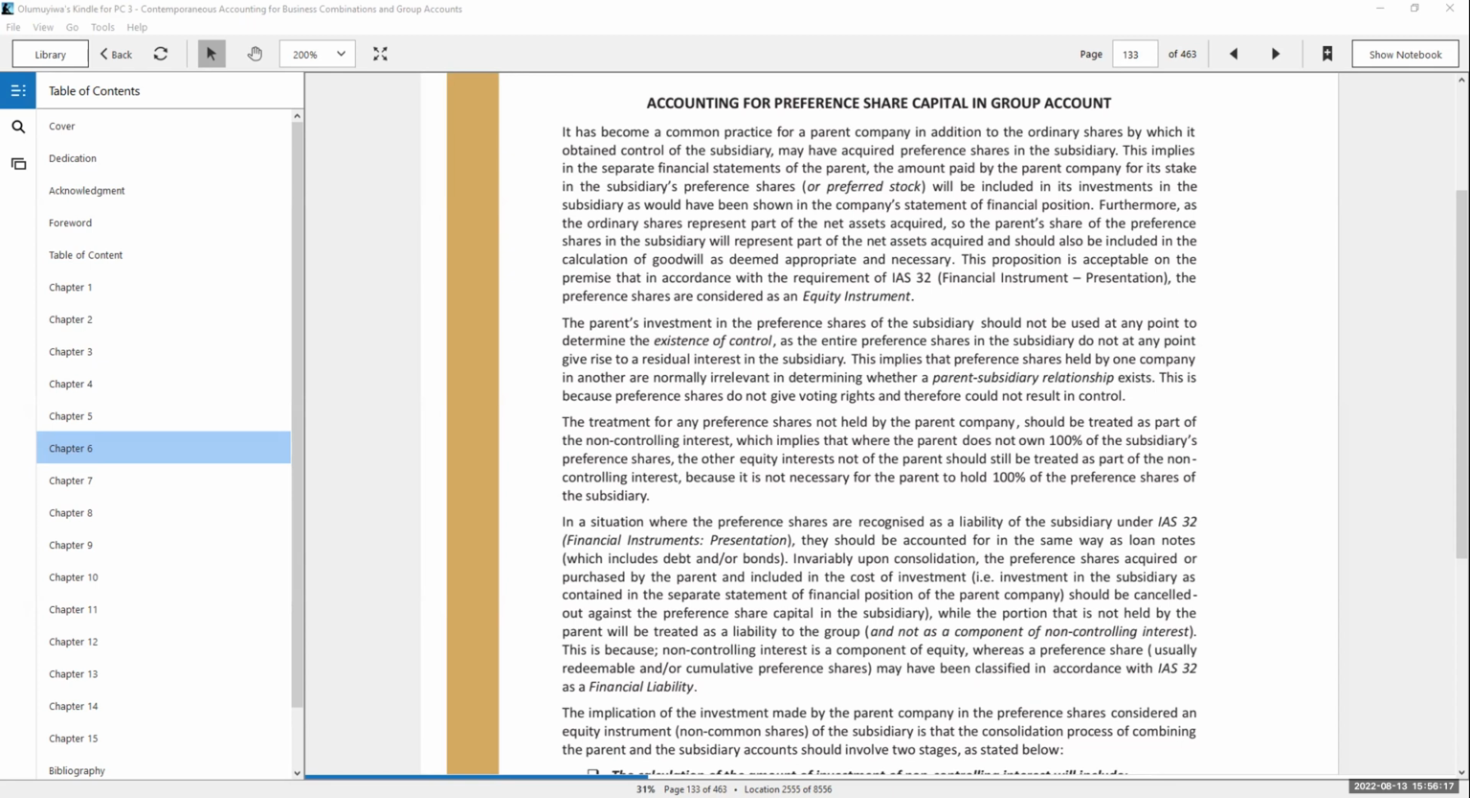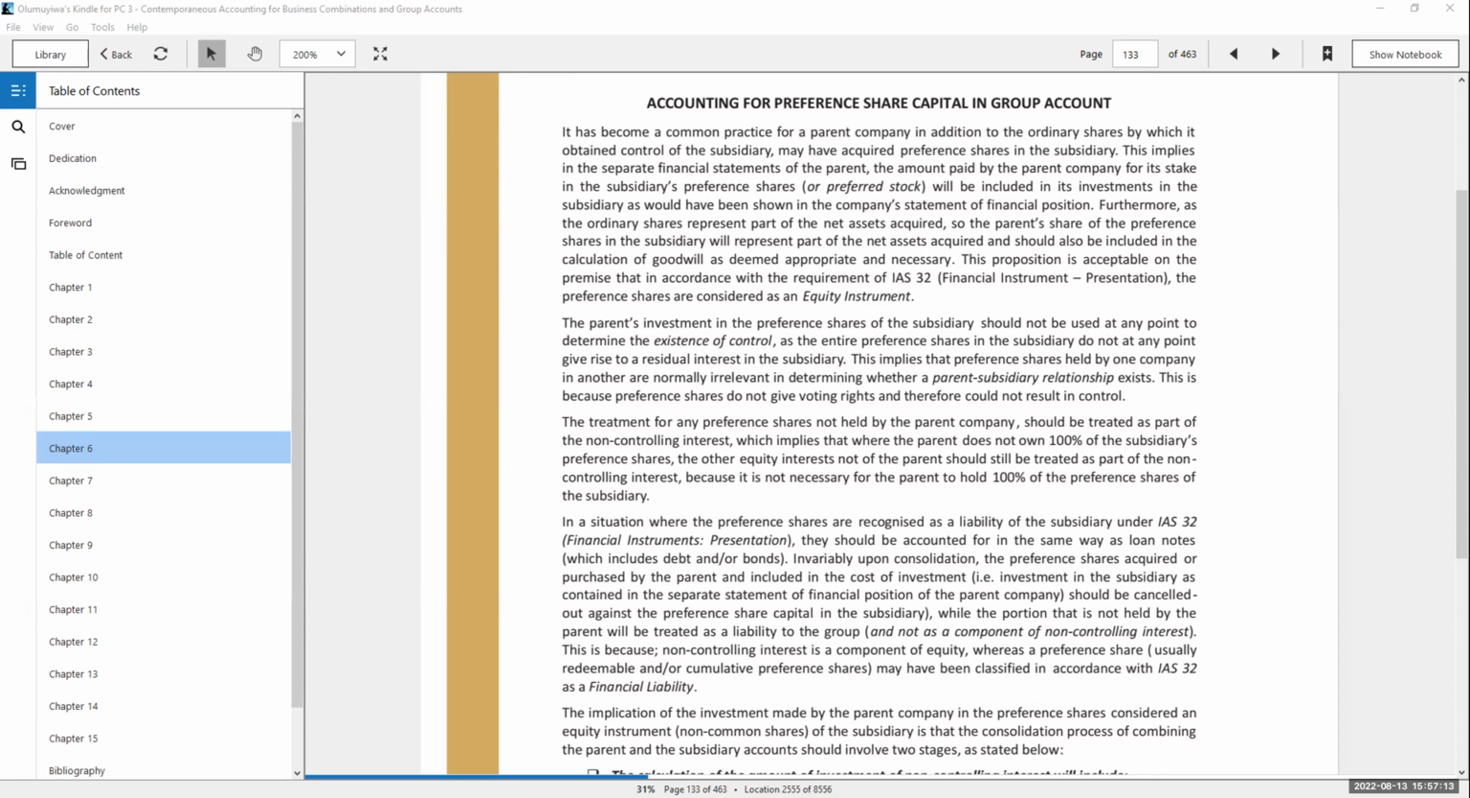The parent's investment in the preference share of the subsidiary should not be used at any point to determine the existence of control, as the entire preference share in the subsidiary does not at any point give rise to residual interest in the subsidiary. This implies that preference shares held by one company in another are normally irrelevant in determining whether a parent-subsidiary relationship exists. This is because preference shares do not give voting rights and therefore could not result in control. Any preference share not held by the parent company should be treated as part of the non-controlling interest, which implies that where the parent does not own 100% of the subsidiary's preference share, the other equity interests not of the parent should still be treated as part of non-controlling interest, because it is not necessary for the parent to own 100% of preference shares of the subsidiary.